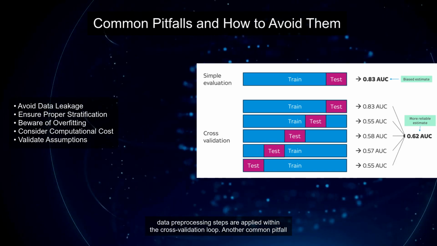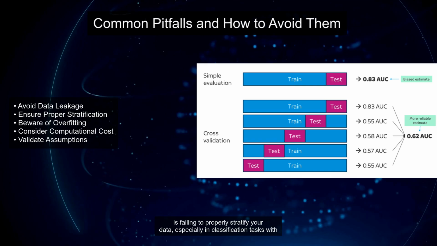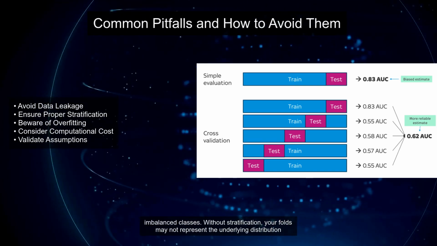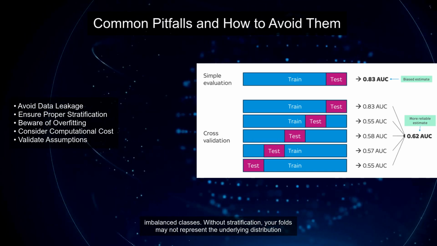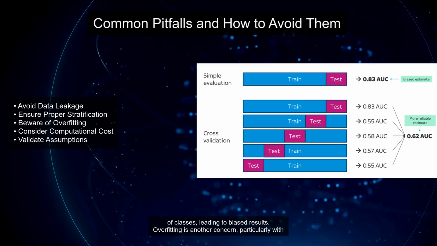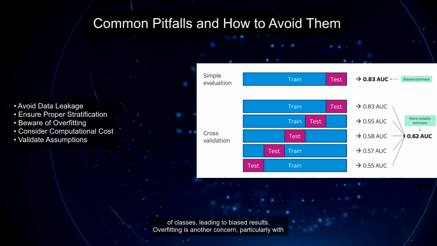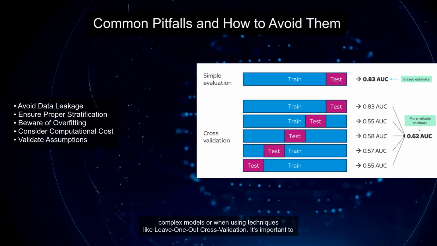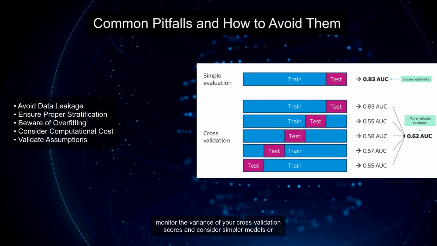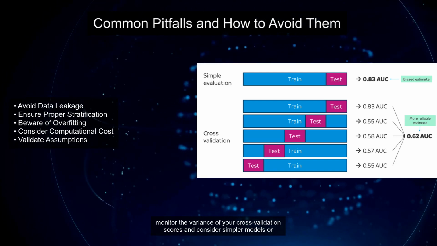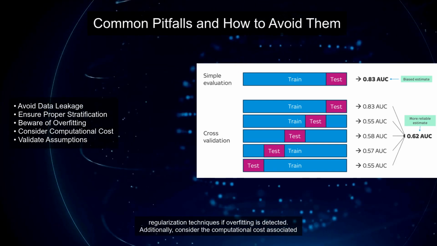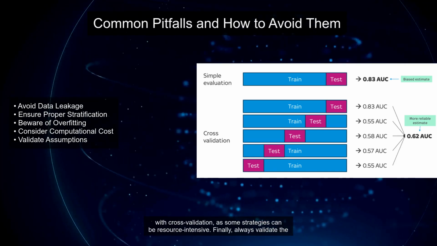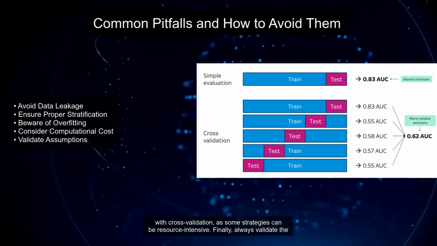Another common pitfall is failing to properly stratify your data, especially in classification tasks with imbalanced classes. Without stratification, your folds may not represent the underlying distribution of classes, leading to biased results. Overfitting is another concern, particularly with complex models or when using techniques like leave one out cross-validation. It's important to monitor the variance of your cross-validation scores and consider simpler models or regularization techniques if overfitting is detected. Additionally, consider the computational cost associated with cross-validation, as some strategies can be resource-intensive.